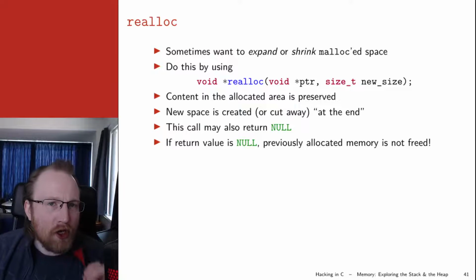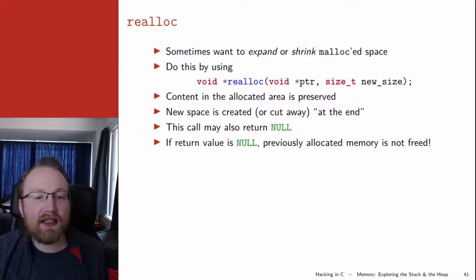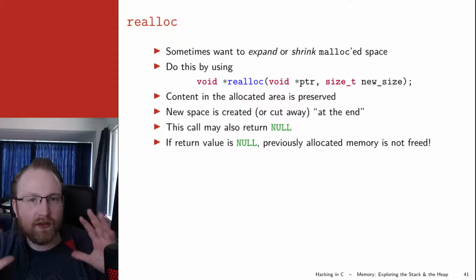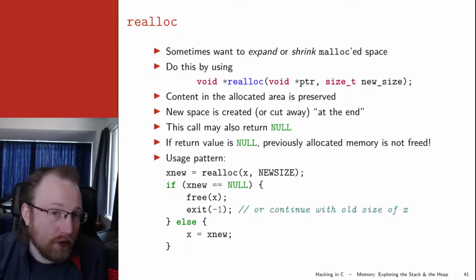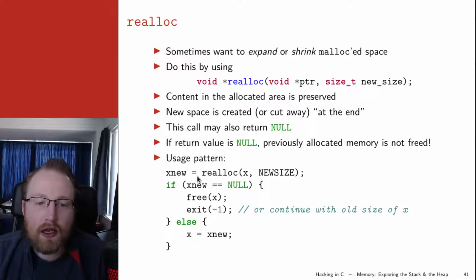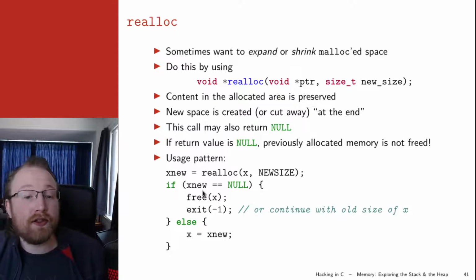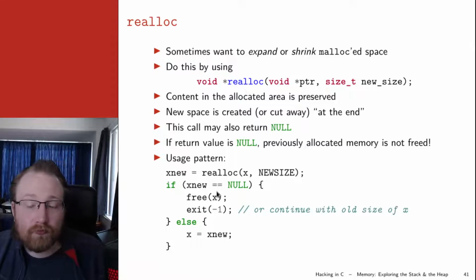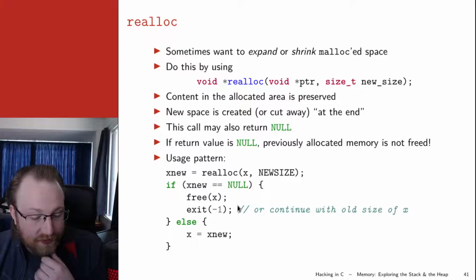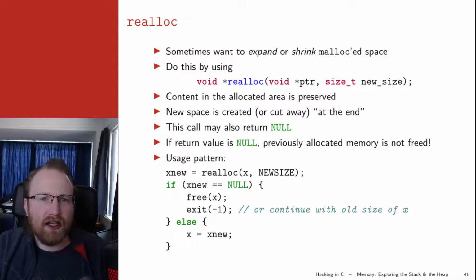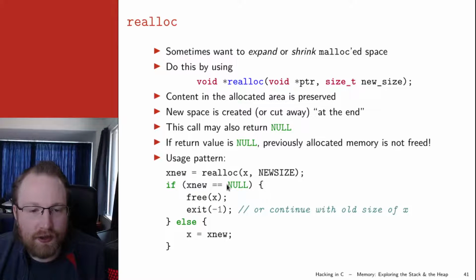Now, if this call is unable to perform its function, it will also return null. And if its return value is null, then the previously allocated memory is still there. It's not freed, nothing happens to it. So the usage pattern for realloc is not just call realloc. No, you have to call realloc on the original pointer with a new size and put that in a new pointer. Then you check whether the new pointer is null. And if it is null, well, realloc failed. So you may want to just exit, or you may want to free the original allocation, or you may want to do some error handling and continue with the original allocation. Either way, you have to do some error handling. And if it's actually succeeded in the realloc, then you reassign x to x new.